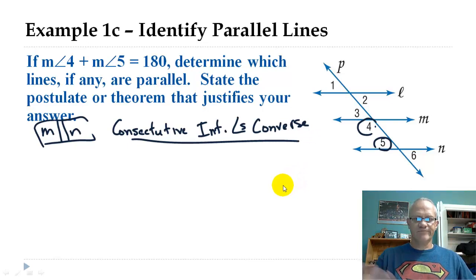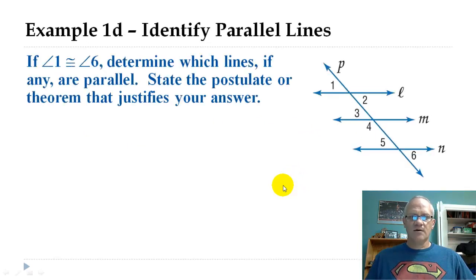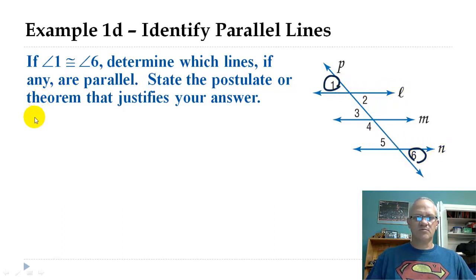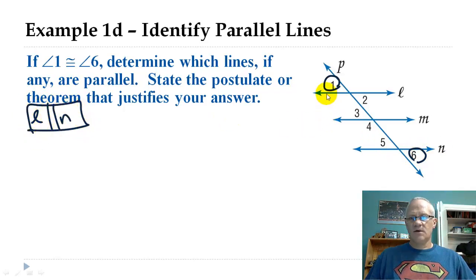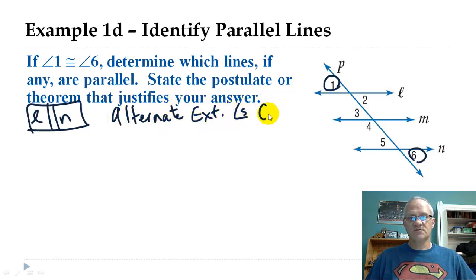Okay, hopefully you're getting this pretty easily. Let's see, how about this one? 1 and 6, this time it's 1 and 6. Okay, well, what lines are those both attached to? Well, this 1 is attached to line L, and 6 is attached to N, and so this would be L and N. And what are those angles? Alternate exterior. So alternate exterior angles converse.